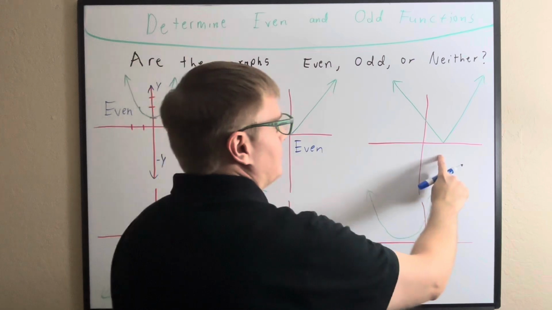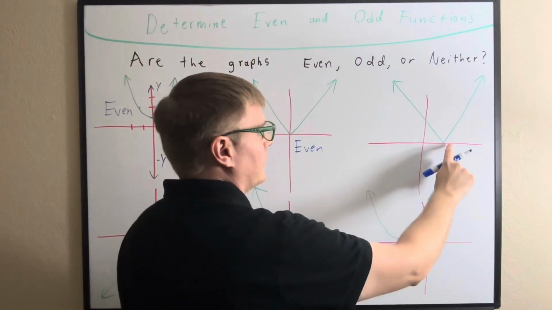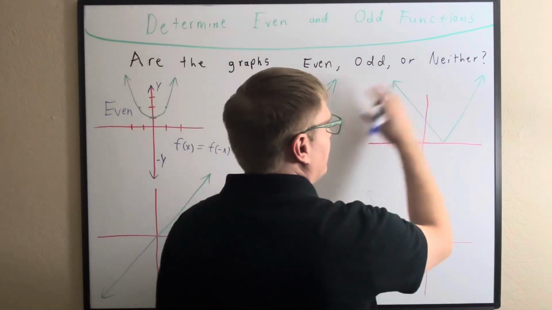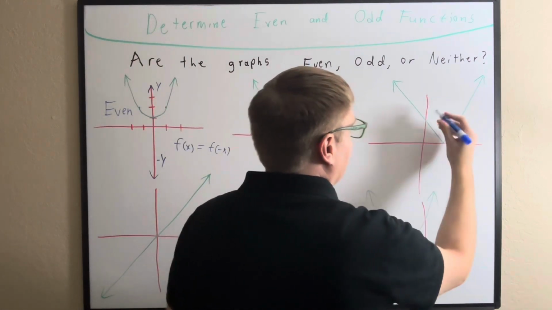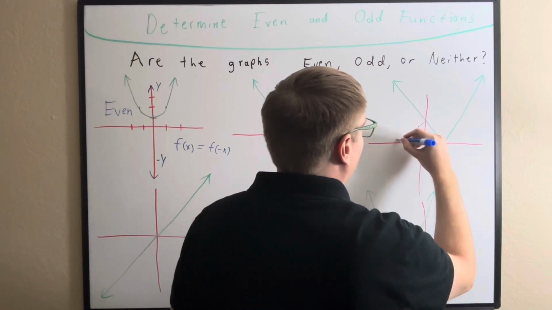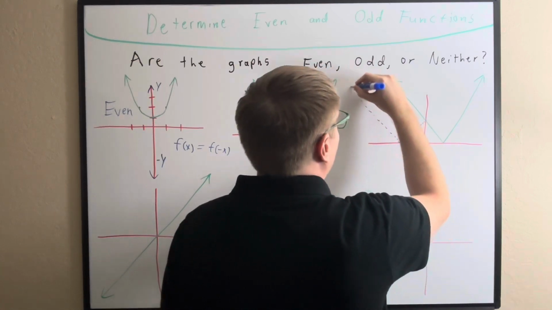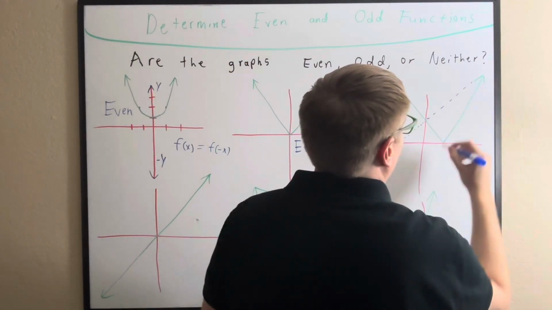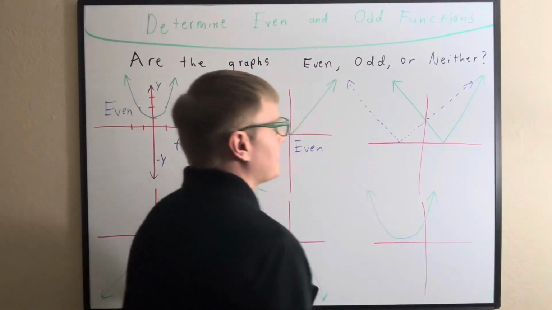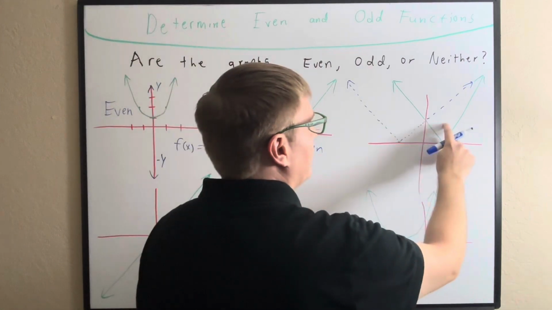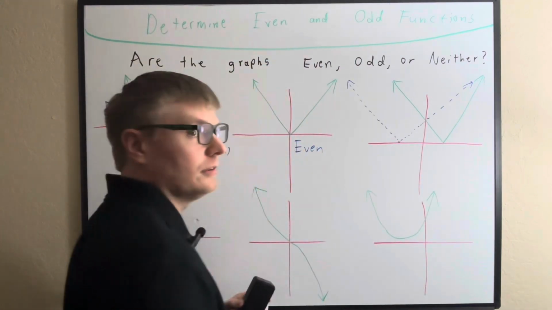All right, now let's look at this one. This one's a little off, right? It's not symmetrical across the y-axis. So when you flip it over, reflect it across the y-axis, you end up with something like this. It's way off, right? That is not the same graph you started with, okay?